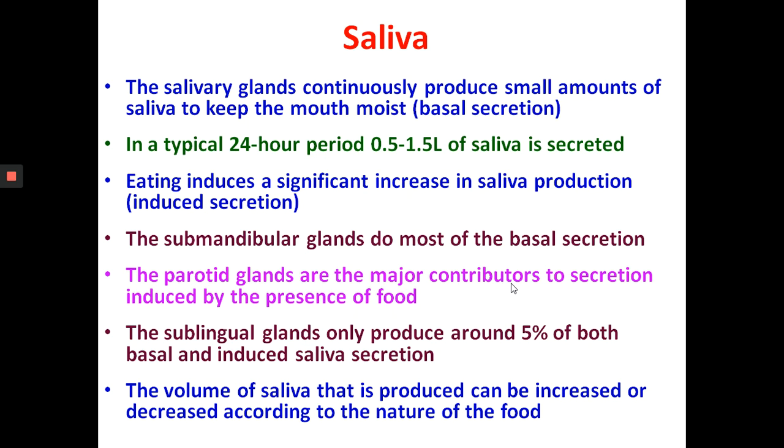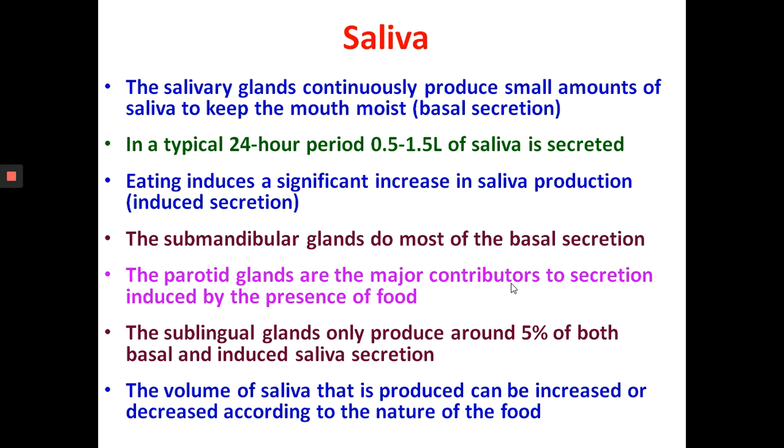Eating induces a significant increase in saliva production. And also the smell and thought of certain food also causes a copious amount of saliva production. For example, if you think about tamarind, your mouth produces a lot of saliva. And also if you're seeing somebody eating food, you produce saliva.